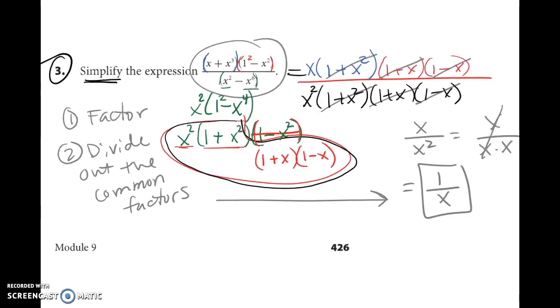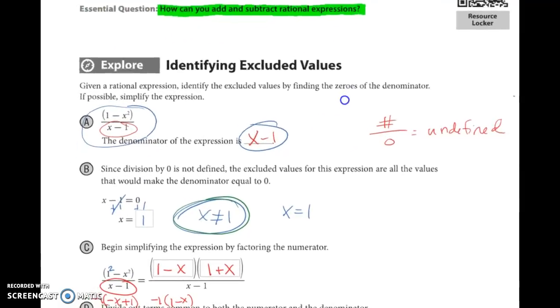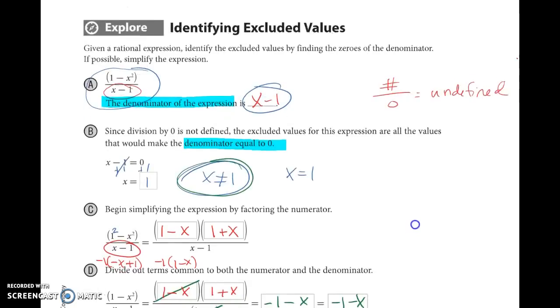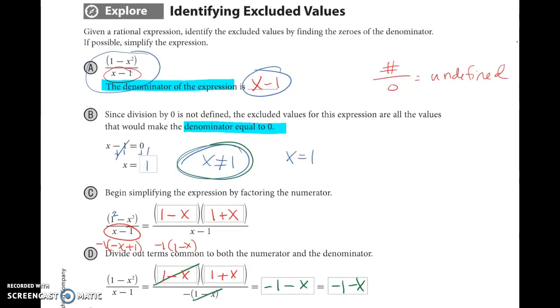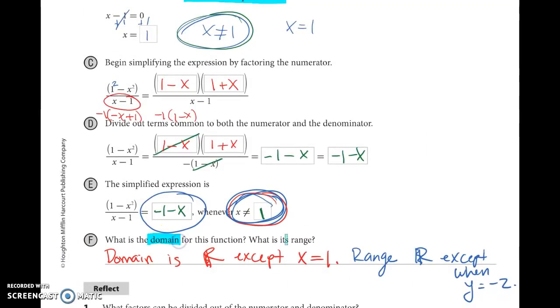Alright, so a quick recap. I'm going to go to page 425. We went over identifying the excluded values, and the way that we did that was we looked at our denominator and we set the denominator equal to 0 to find which values the denominator could not be, or which values needed to be excluded. And then in order to identify your domain and range, we look at which values x cannot be, and based off of that, which values y could not be.